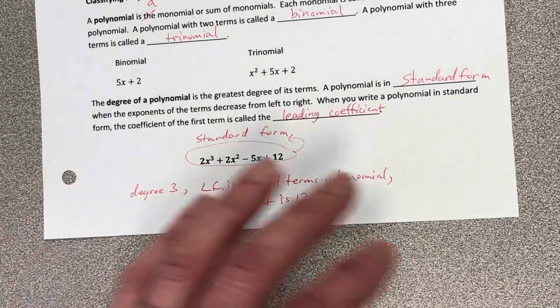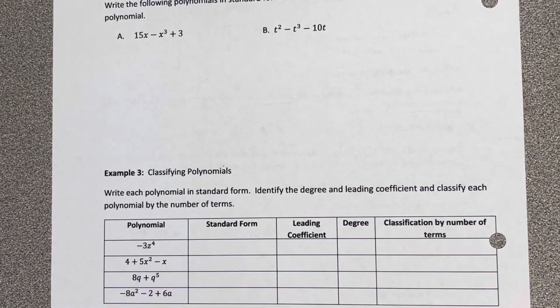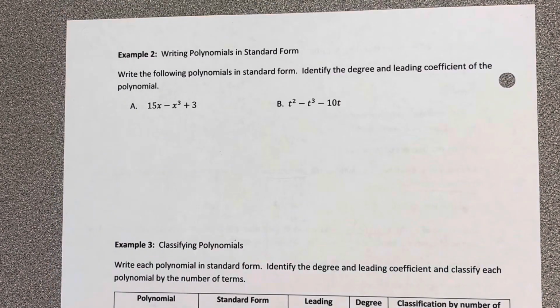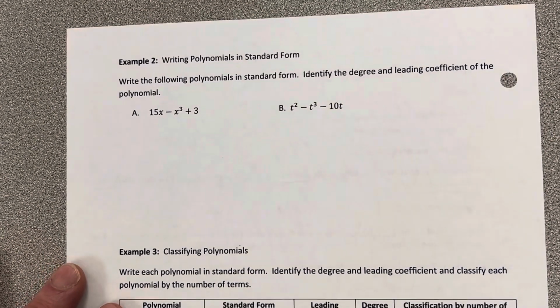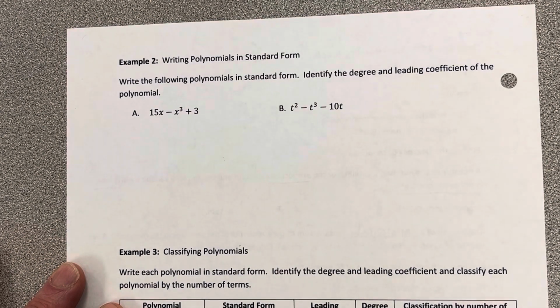Right there. All right, so let's flip this over. And we're going to practice writing these in standard form. They also ask us to identify the degree and the leading coefficient, and we'll probably talk about all of our vocabulary as well on each of these. So to write it in standard form, we have to write the highest degree monomial first.